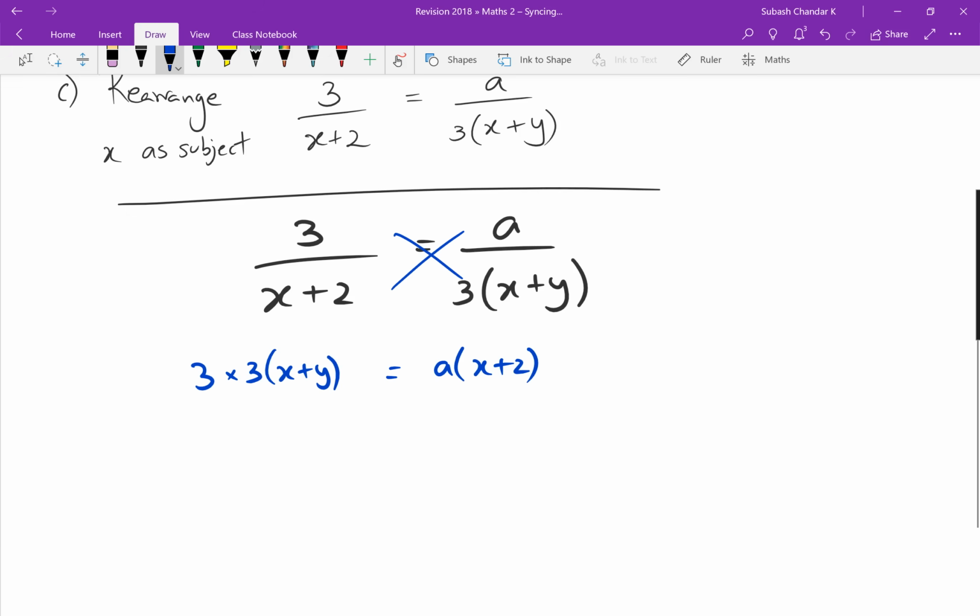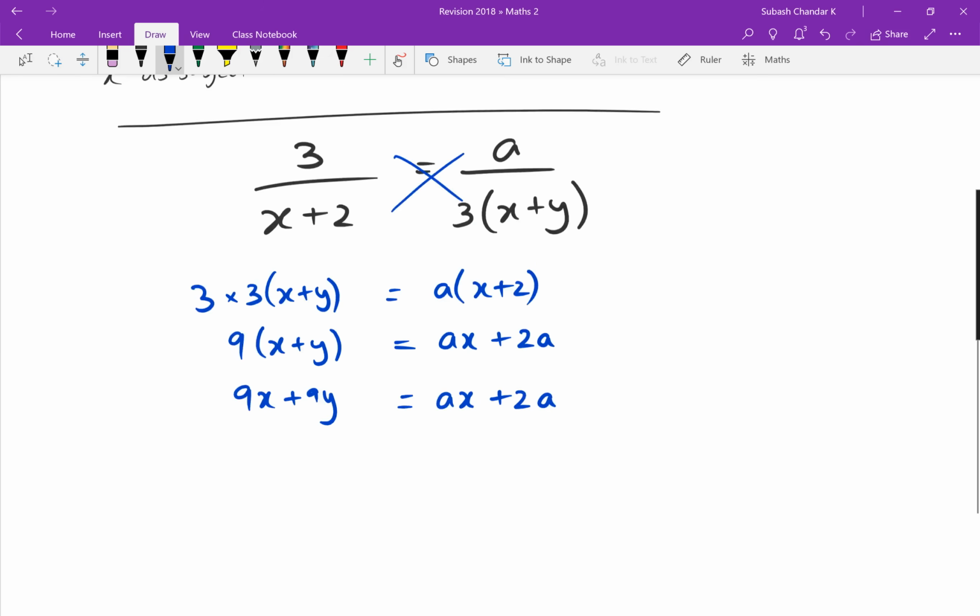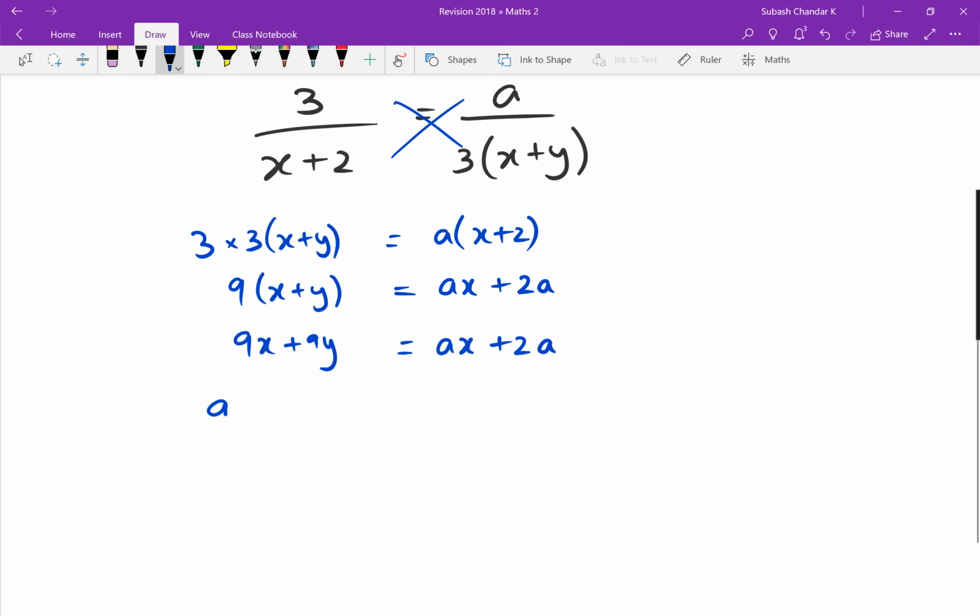So we've got 3 times 3, which is 9. So we've got 9x plus y. And here I've got a times x, which is ax, a times 2, which is 2a. Got to expand this brackets here as well. So I've got 9x plus 9y equals ax plus 2a. And then I need to rearrange it. So I've got 9x minus ax equals 2a minus 9y.